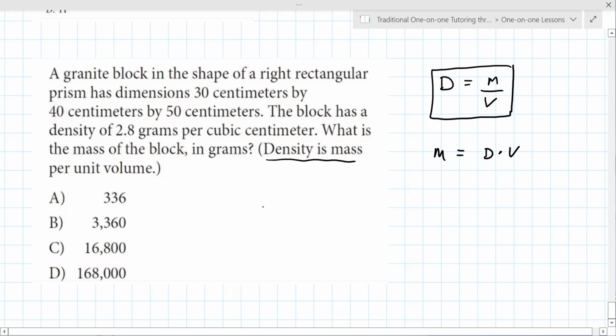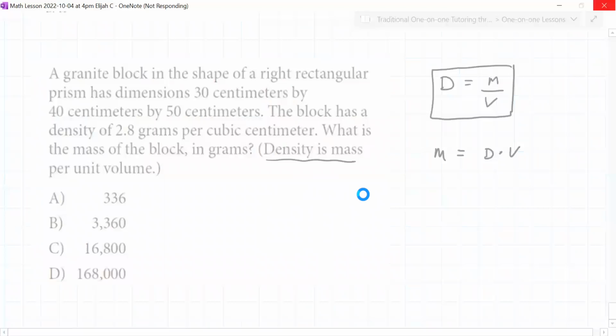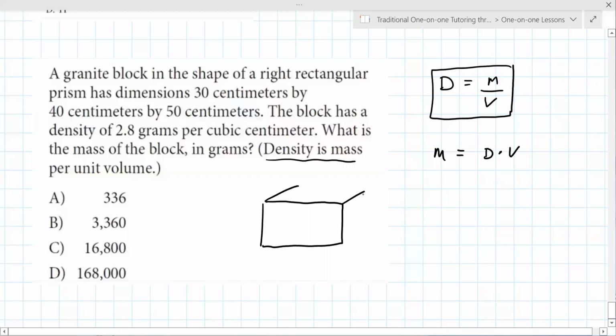So if you need to, you can draw the shape of this thing, but you really don't want to. You want to actually find the volume without drawing this. What is the volume of this? 30 centimeters by 40 centimeters by 50 centimeters. Okay, and then you have to take that number and multiply it by the density. What's the density? 2.8. 2.8.